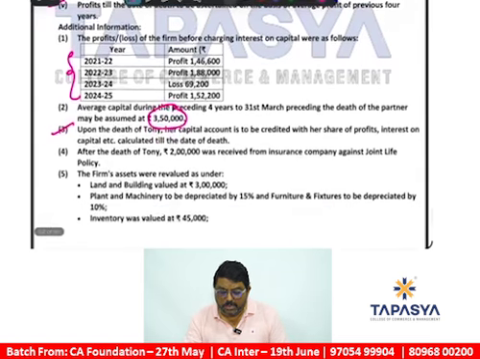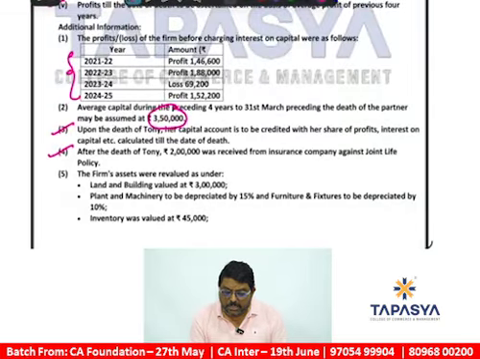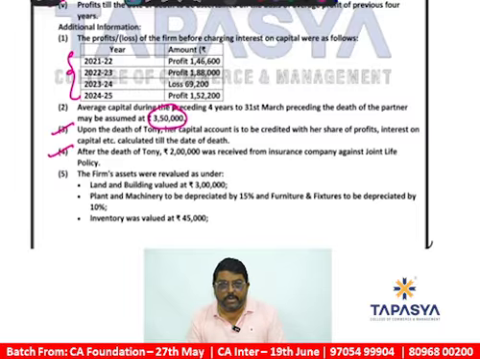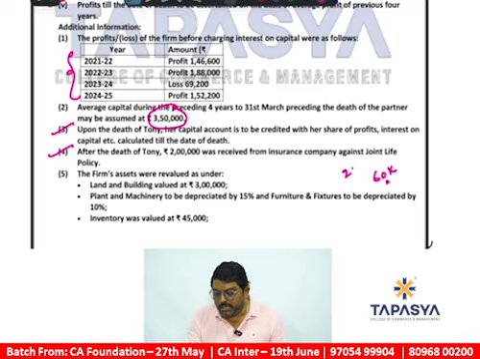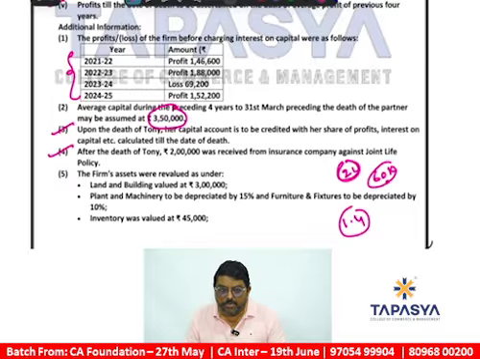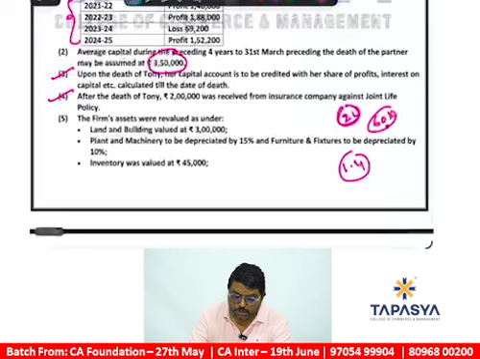The person who died, for 2 months, interest on capital also should be given. After the death of Tony, 2 lakhs was received from the insurance company against the joint life policy. Actually, the JLP of 60,000 looks like an asset, but because of the death, 2 lakh rupees was recovered. The 60,000 asset recovered at 2 lakhs, so the profit is 1,40,000. That 1,40,000 must be shared by all partners in the profit sharing ratio.